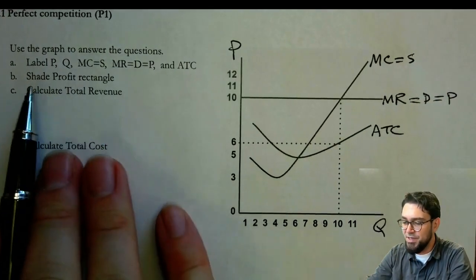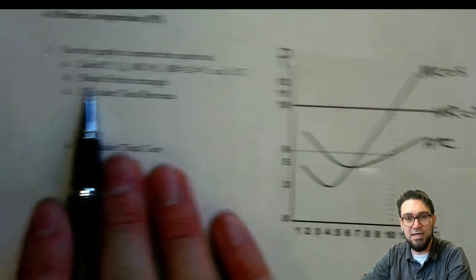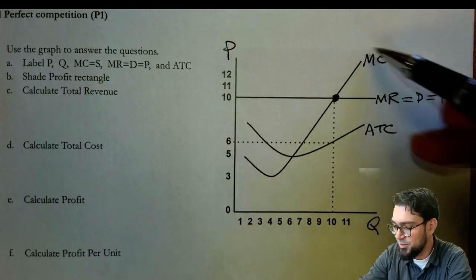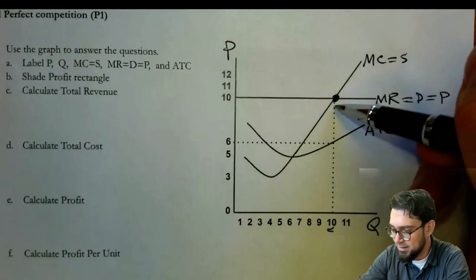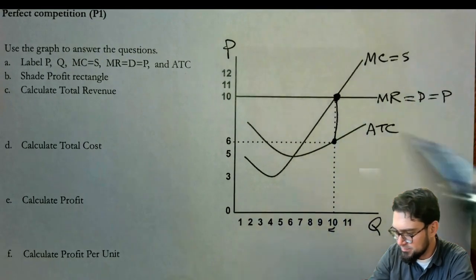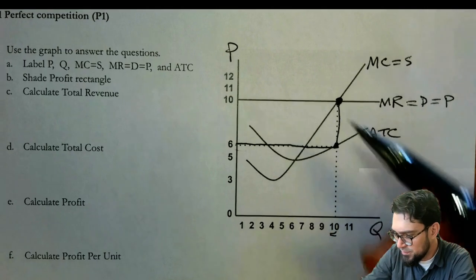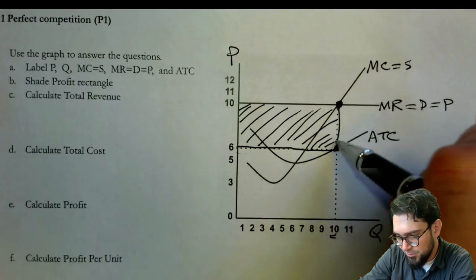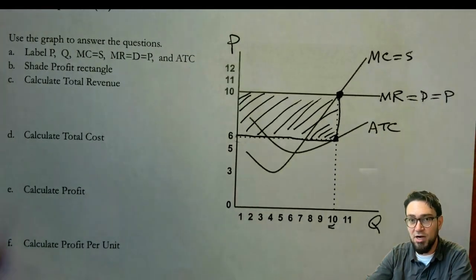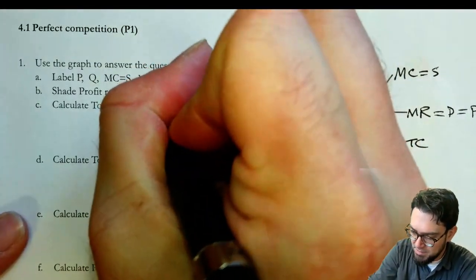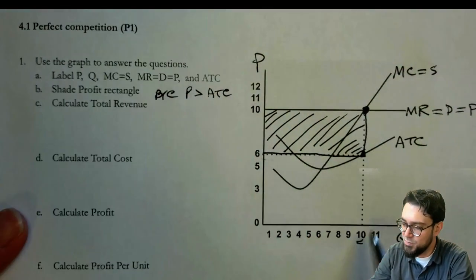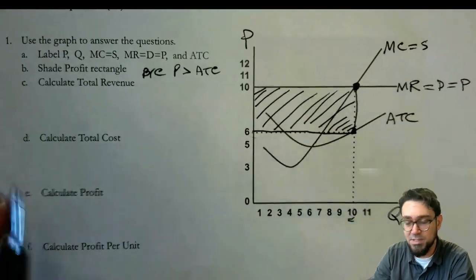Now, the next part says shade the profit rectangle, right? So we know that we're going to come from where our price is, and we're producing quantity 10, down to the ATC and over. And so we just shade like that. Okay. And so this firm is earning a profit. We can tell because price is above the ATC at quantity 10, right? And we know we're producing quantity 10 because that's MR equals MC.